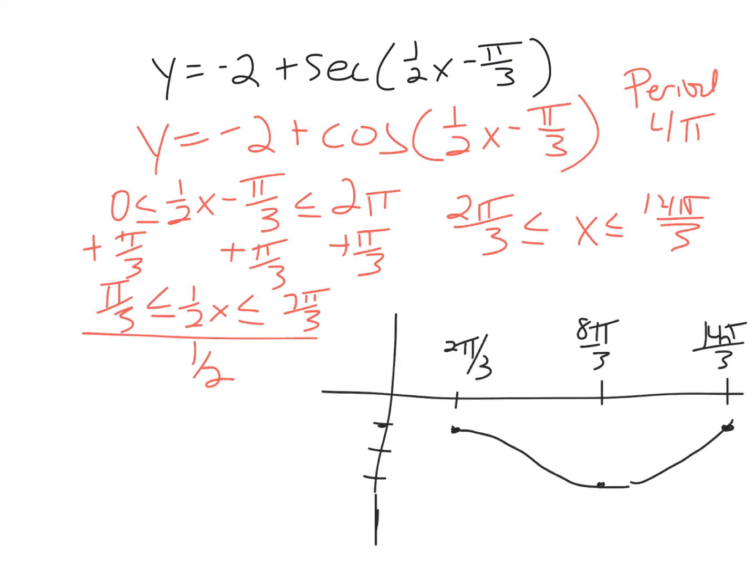I should make that dotted because it's not actually the graph we're looking for. We're looking for secant. So let's make this a little dotted. There we go. So that's from 2 pi over 3 to 14 pi over 3. Now, where will our asymptotes be for this particular graph? What values would make this portion 0? The asymptotes will be the halfway points right here.